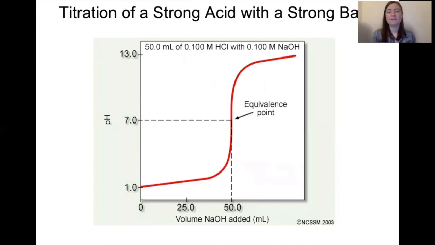Cool. So just to return to our titration curve, right? So we're graphing pH versus volume of sodium hydroxide added, right?